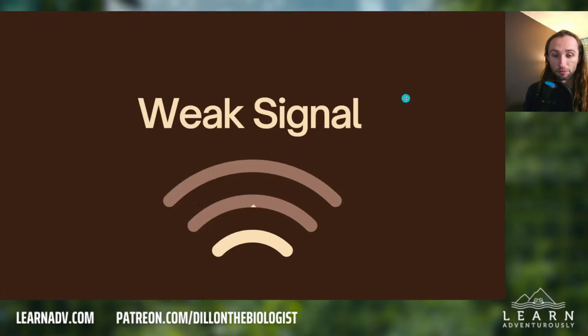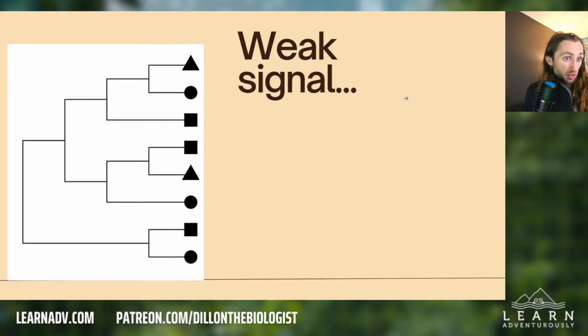Versus something that would be weak signal. If it were talking about the shapes here, this is what it would look like, right? The triangles and the circles and the squares are distributed throughout the phylogeny with no inherent grouping. So this would be no signal or weak signal.